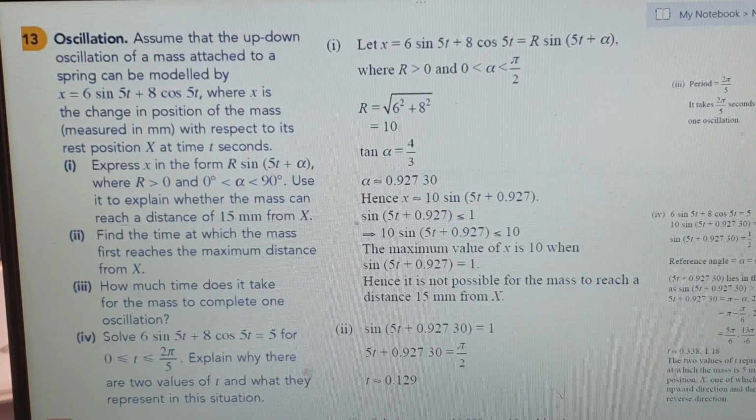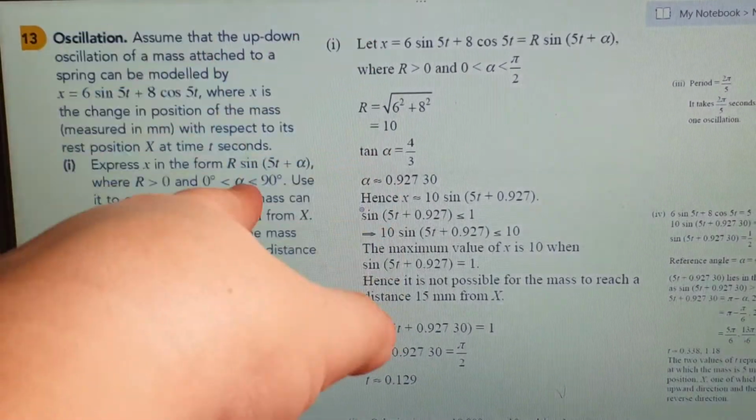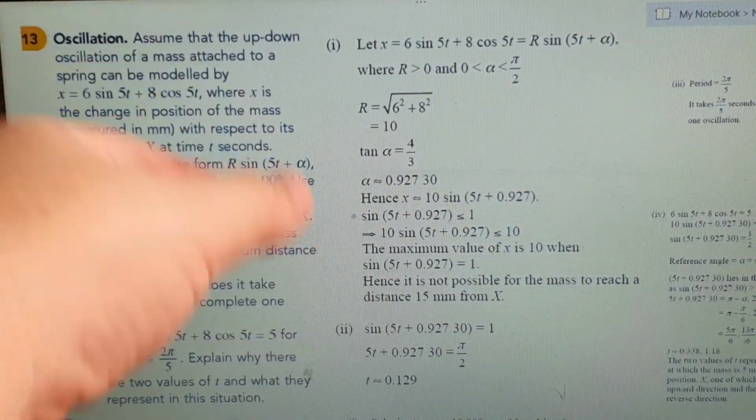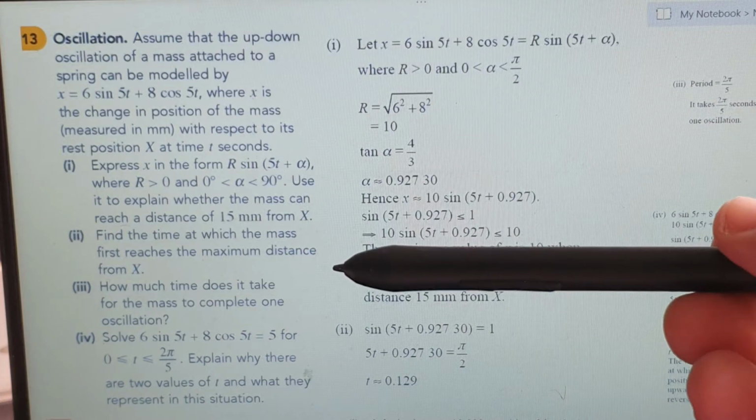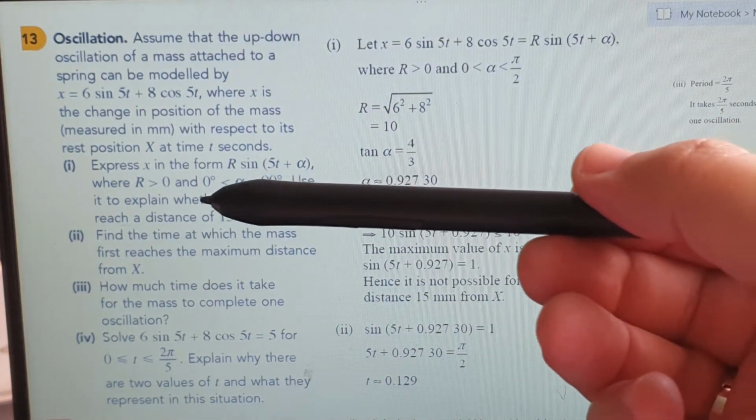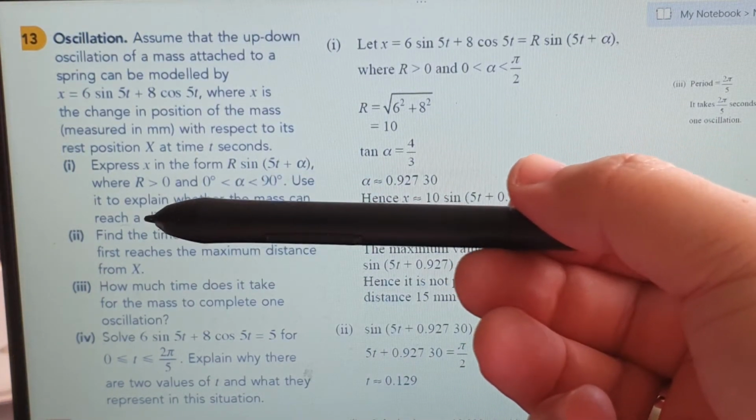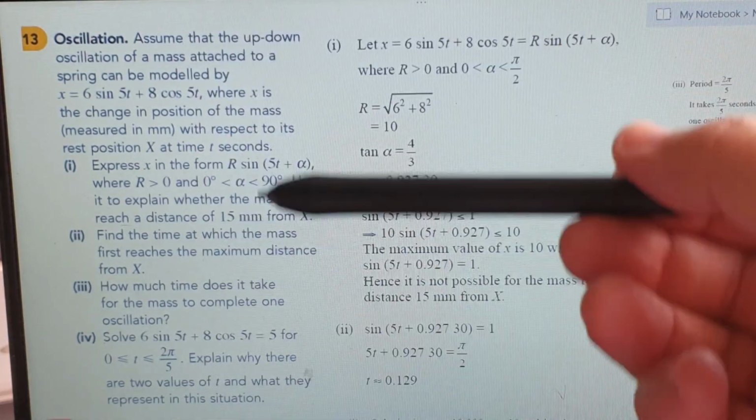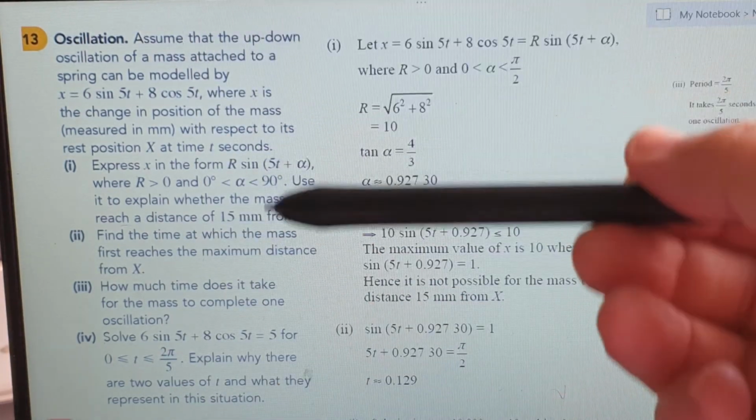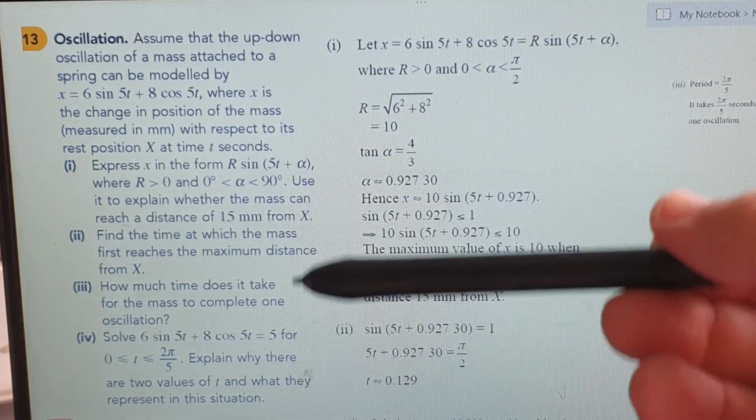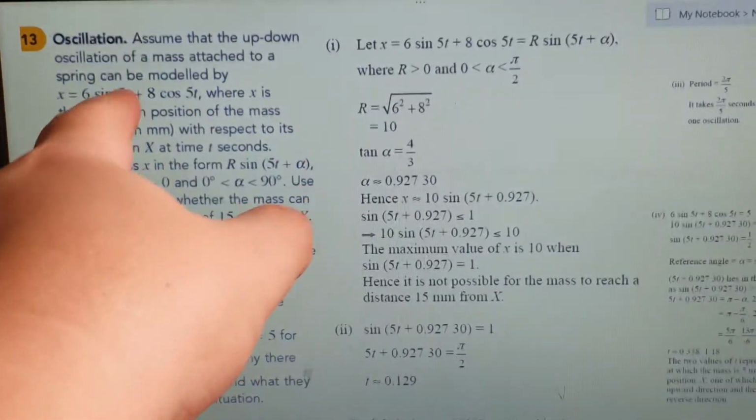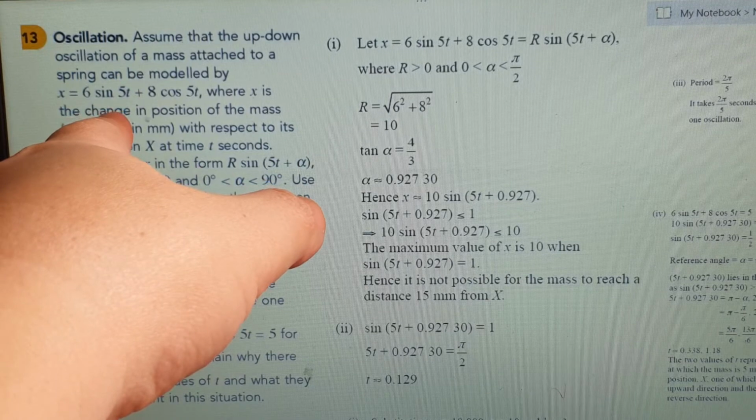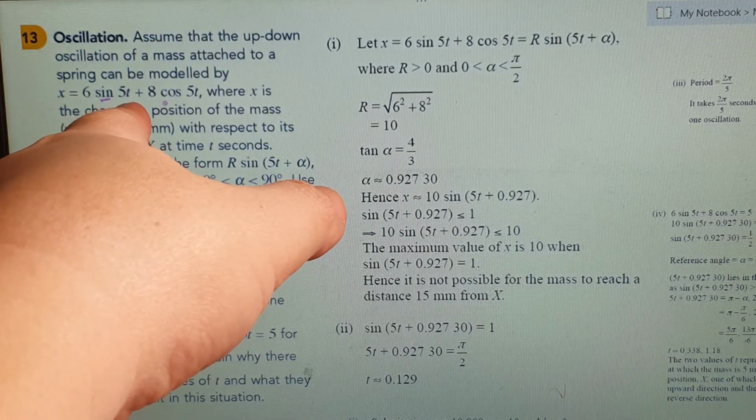Now assume that the up-down oscillation, this one is like that question just now, right? There is something that, when it's not moving, is at this position. Then when you start to move, maybe like a spring, you go up, go down, go up, go down. So it's like a sine and cosine graph. Okay, so if you look at this question, they have sine and they also have cosine.